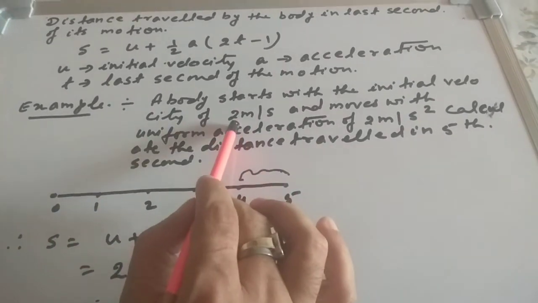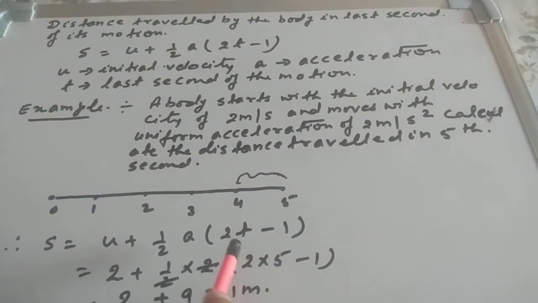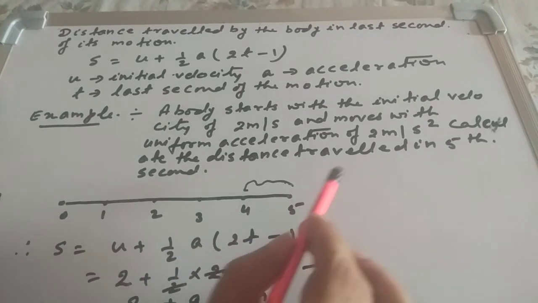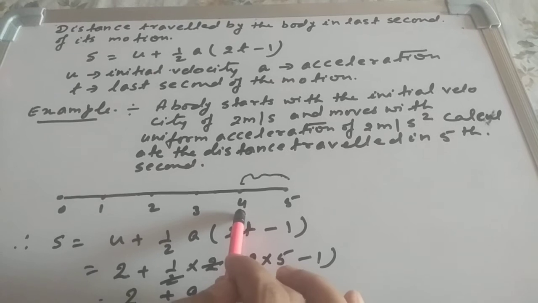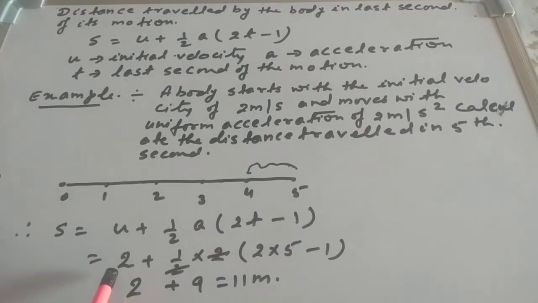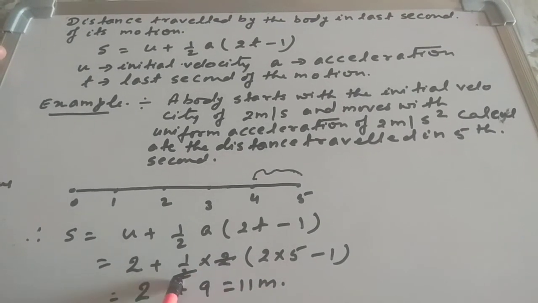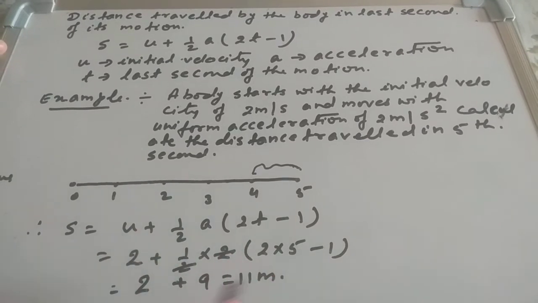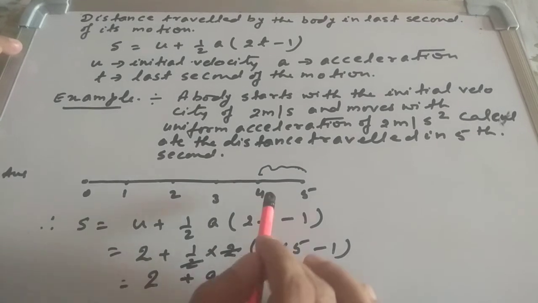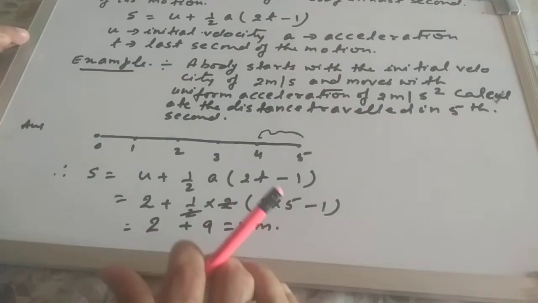So the value of u is how much? 2 meter per second. a is 2 meter per second square. Now what will be the value of t? It is the major concern. You want to calculate in the 5th second, that is between the 4th and 5th, so the value of t is 5. So I have put the value: 2 plus 1 by 2 into 2 acceleration. This 2 and this 2 are cancelled. 2 into 5 minus 1. 2 plus 9, that is 11 meter. So the distance traveled in the last second is 11 meter. This is the major thing.